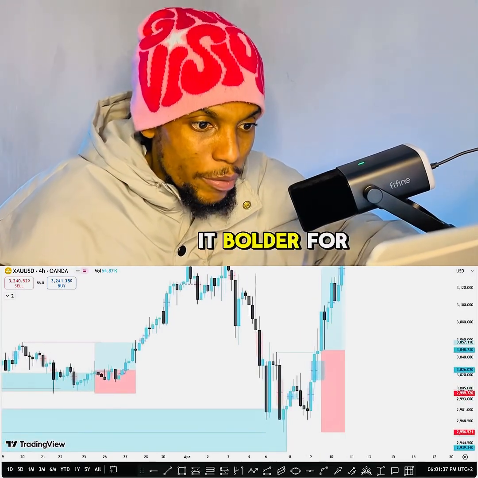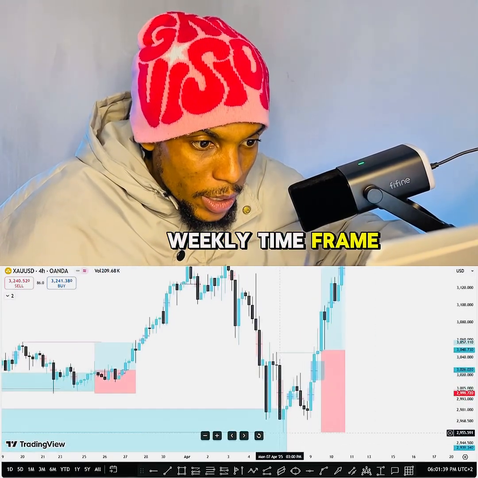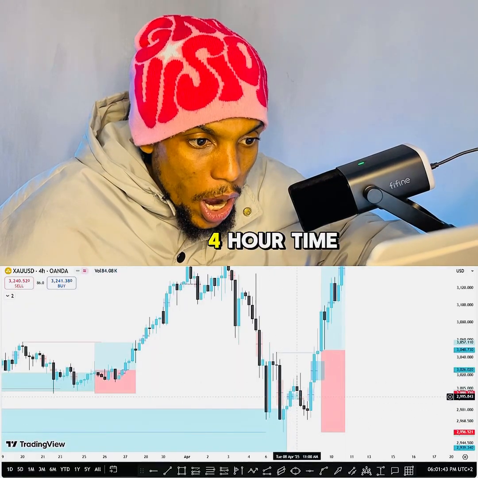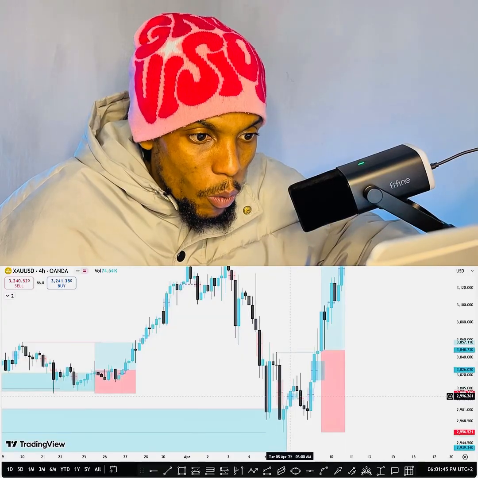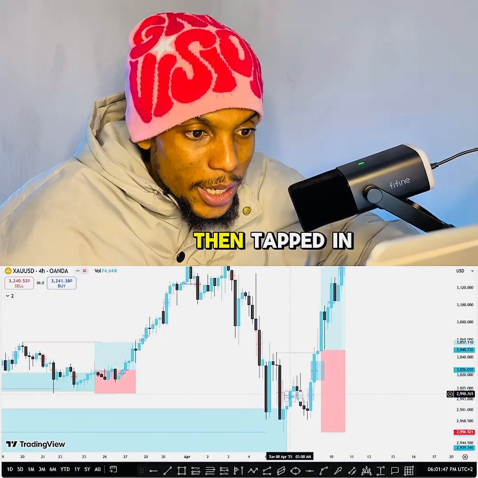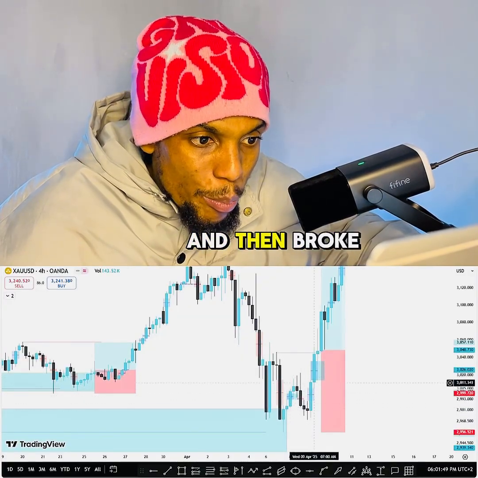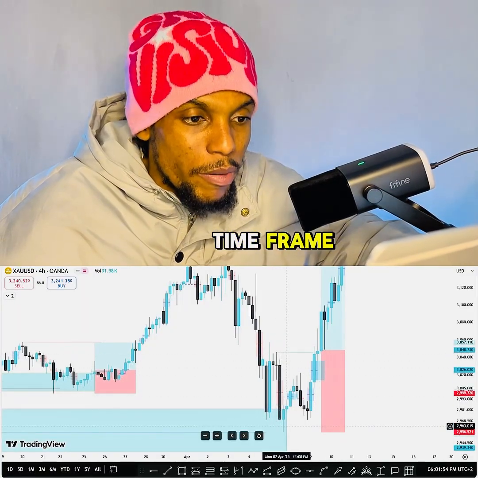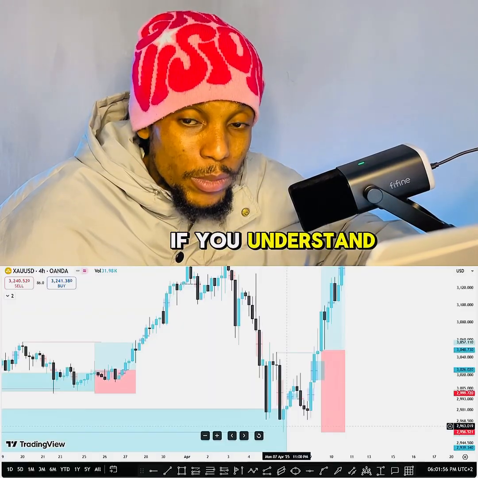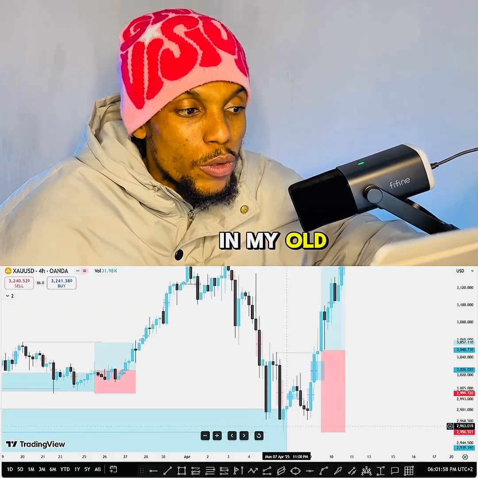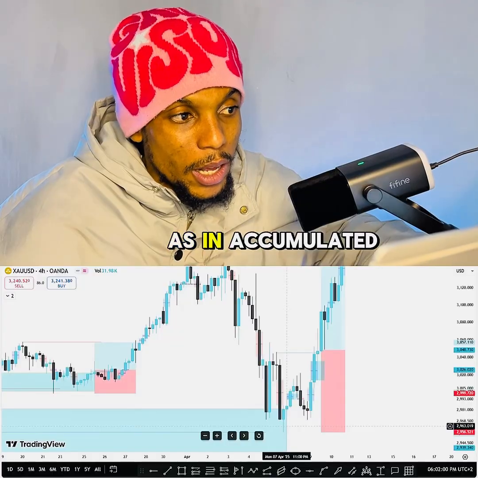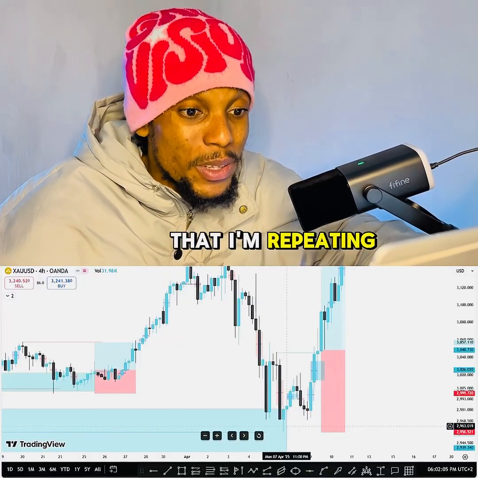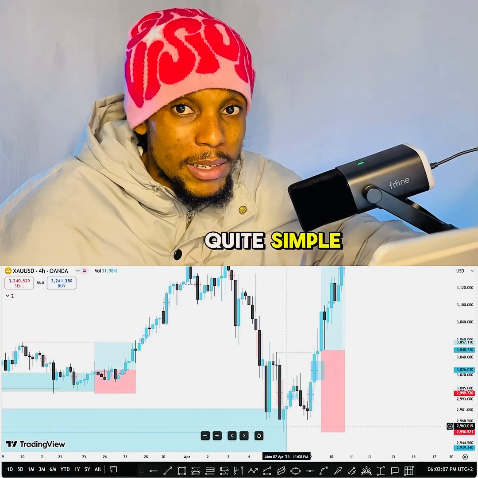So to make it bolder for you to see, weekly time frame, tap in, and then price leaving the weekly time frame, it left a 4 hour time frame fair value gap, which is confluence number one, then tapped in and then broke this particular high that brought price into the weekly time frame fair value gap. I don't know if you understand me. This is what I've been repeating in my old videos and all the ways that I've accumulated on gold all this while. This is exactly the same thing that I'm repeating again, which is actually quite simple.